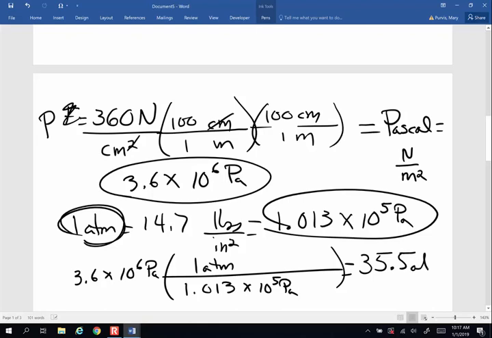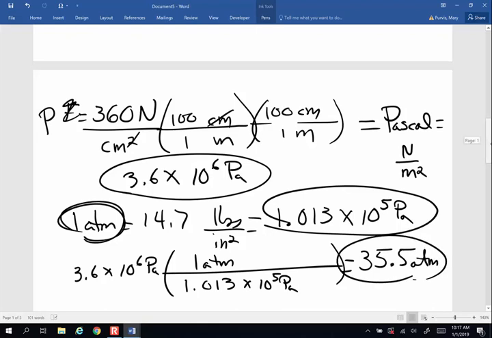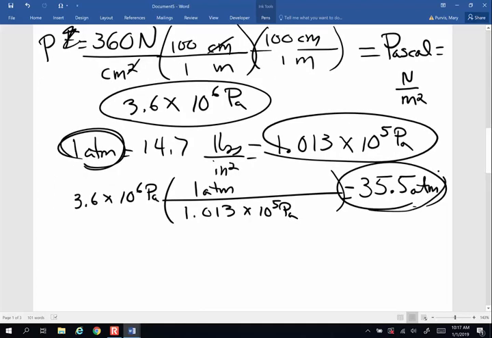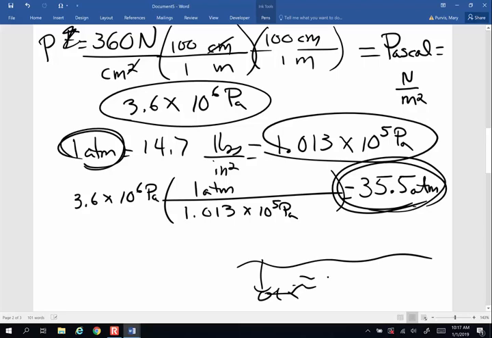35.5 atmospheres. That is over 35 times more than the weight of the air pushing down on something. To give you an idea, an open water scuba diver goes down no more than about 4 atmospheres. This is huge, and yeah, the bottle's gonna break. Alrighty, you have a grand and lovely day, and we'll see you later.